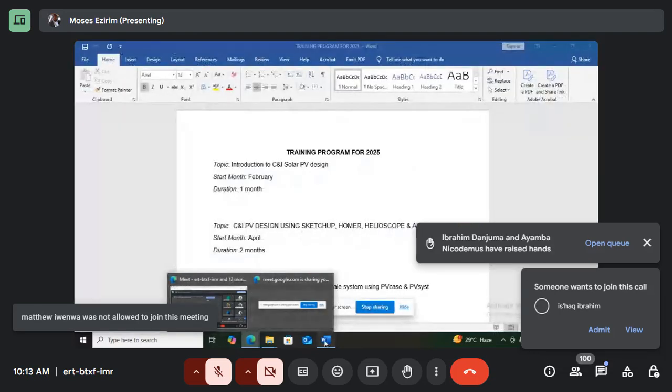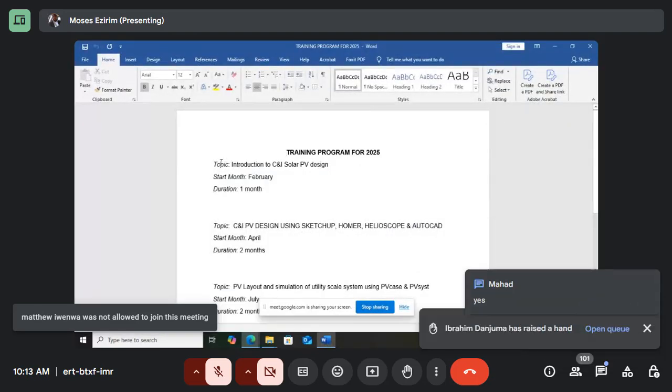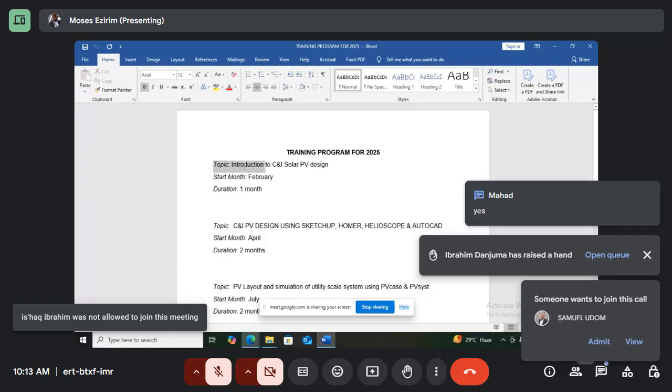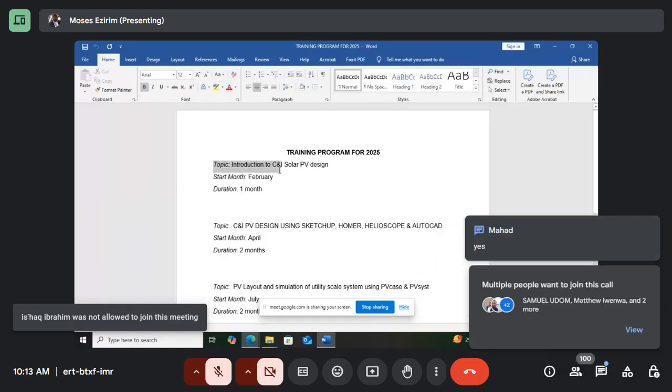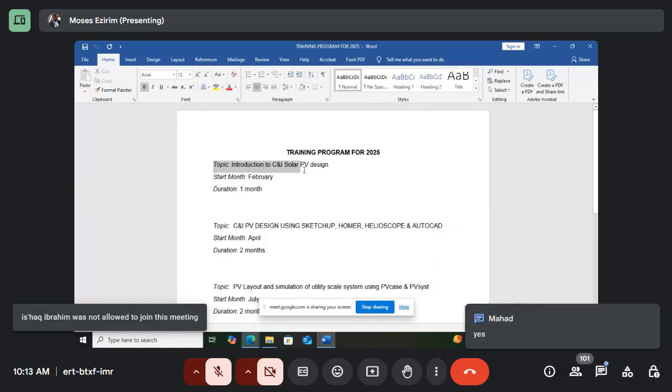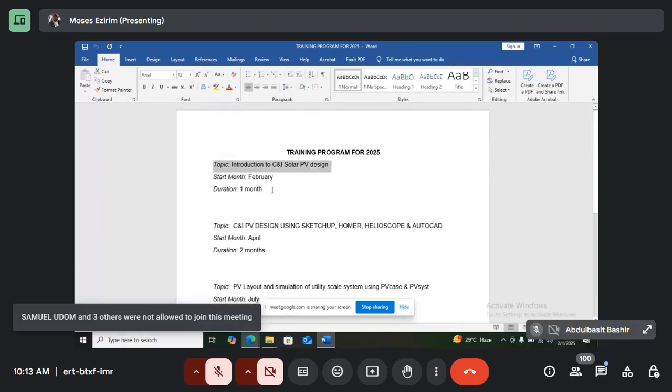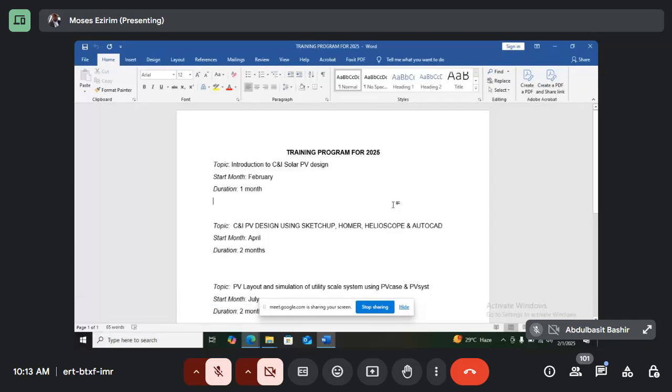So this is what we have for this year. This is the one we are starting now. You can see introduction to C&I solar PV design. This is what we are starting now, which is going to be a month. Like I mentioned, you can see that I specified the hours to be 2 hours. It might be more than that. I want to cover everything regarding C&I PV design, the manual method.